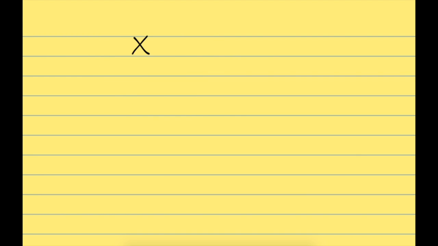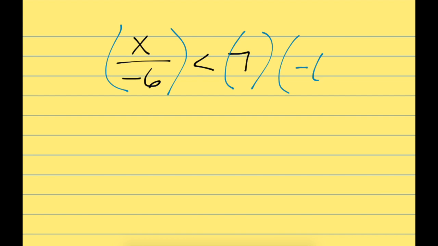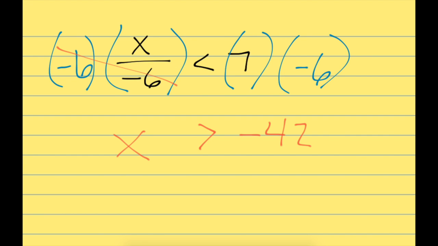On the next one, we have x over negative 6 is less than 7. What am I going to do to both sides? Multiply by negative 6. But here's the trick. If I'm multiplying by a negative number, what do I have to do when I multiply? I have to switch the direction of the sign. So I'm left with x on the left, negative 42 on the right, and it becomes x is greater than negative 42.